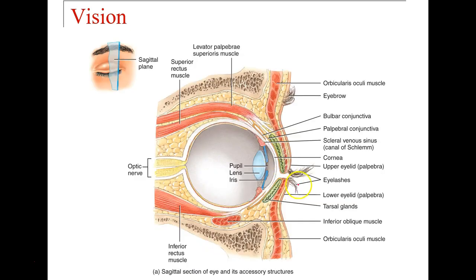So here we have our first look at the structure of the eye. This is going to be the eye itself. We're going to see some different layers, so some extrinsic eye muscles that help with movement. And then we have the sclera, the white outer portion of the eye that we'll see.